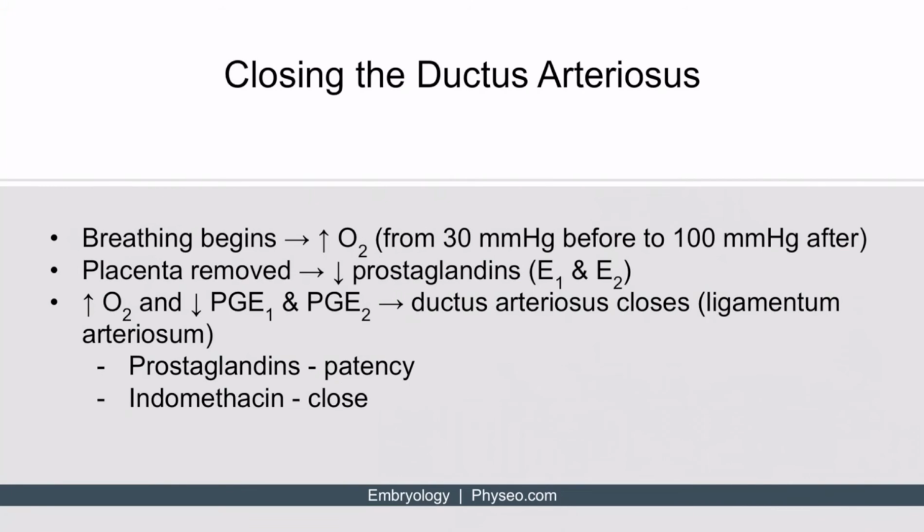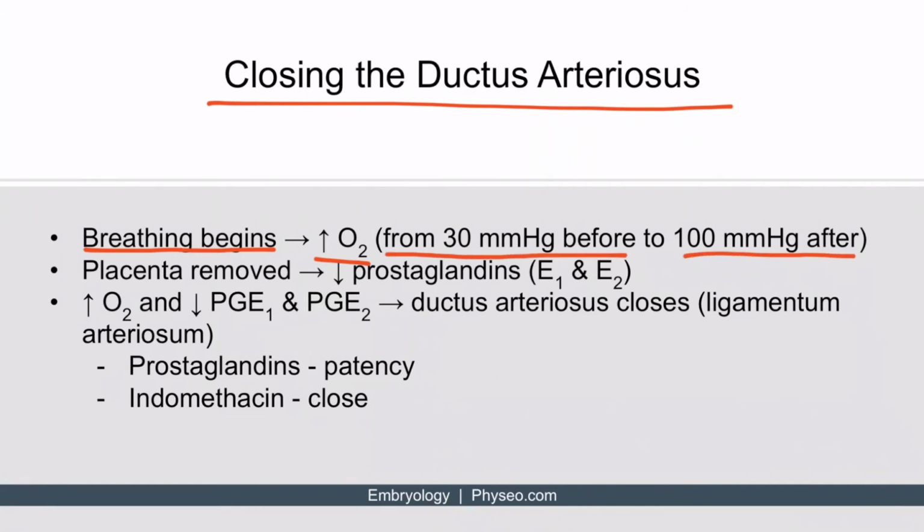Now there's just a few more things you need to know about the closing of the ductus arteriosus. Basically, breathing begins, and this will increase the oxygen level of the blood. For example, the partial pressure of oxygen increases from 30 to 100 millimeters of mercury after birth. And of course, oxygen saturation will also increase from about 80% to 94 to 100%.